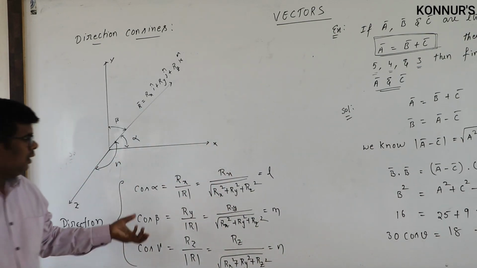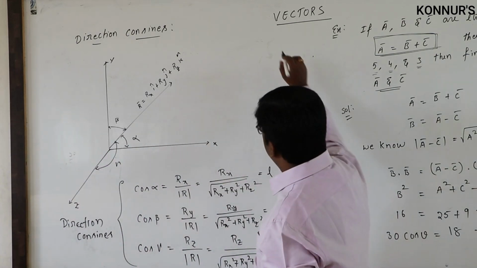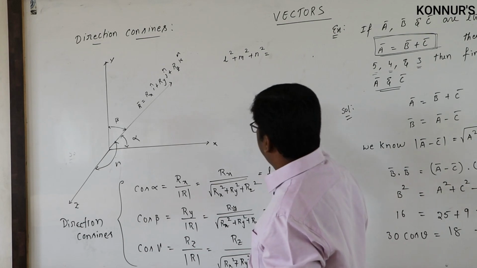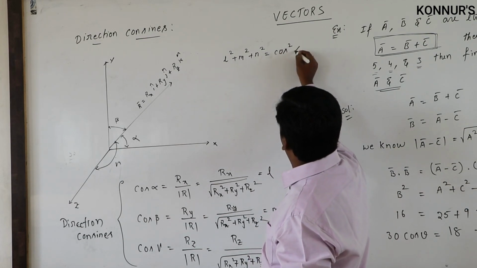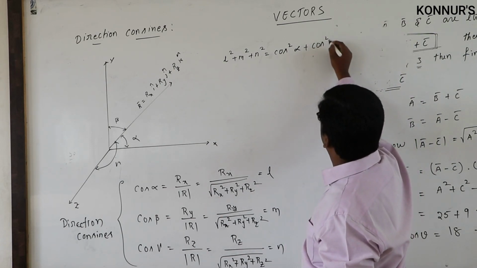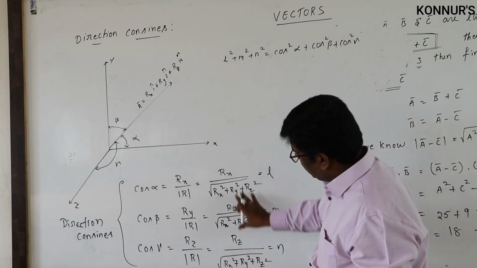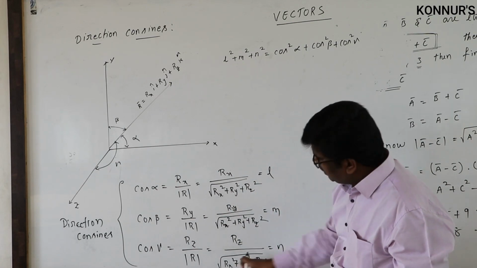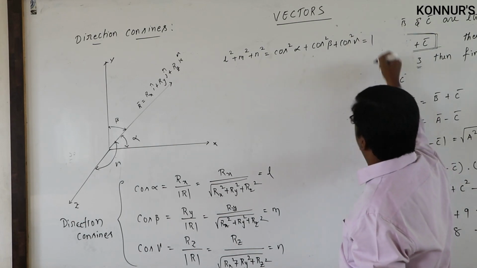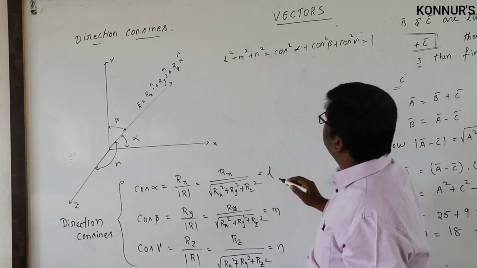Then squaring and adding these equations L, M, N on both sides, on the left hand side you will get L square plus M square plus N square, equal to cos square alpha plus cos square beta plus cos square gamma. On the right hand side, Rx square plus Ry square plus Rz square, and the denominator will also be the same. So both cancel and you will get the value 1. So the summation of the squares of the direction cosines is equal to 1.